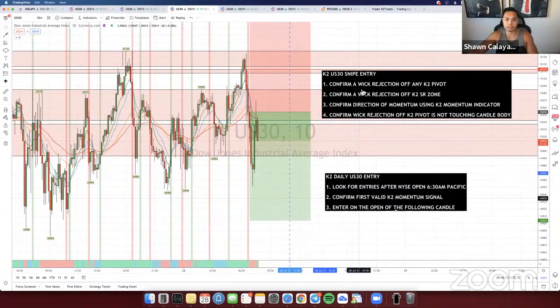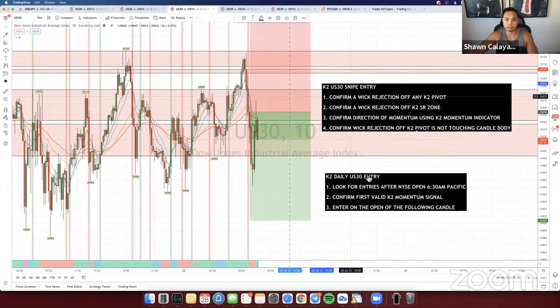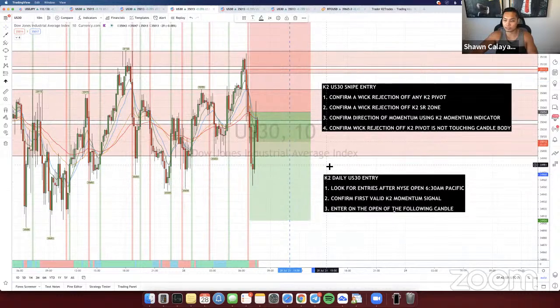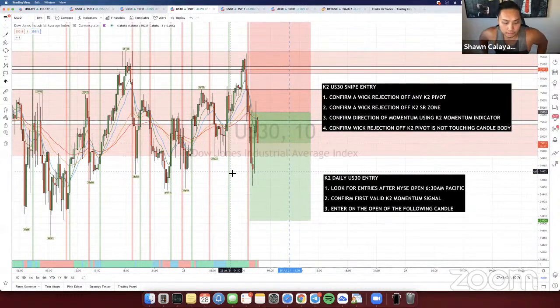So these are two different strategies. Keep that in mind. This was a different strategy from earlier, and this is the strategy that Kyle's just referring to right now, asking about the daily entry.